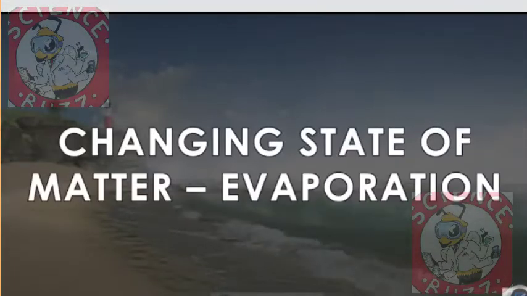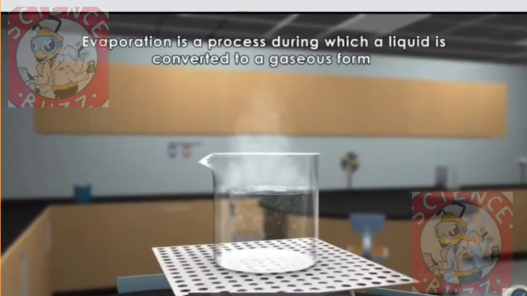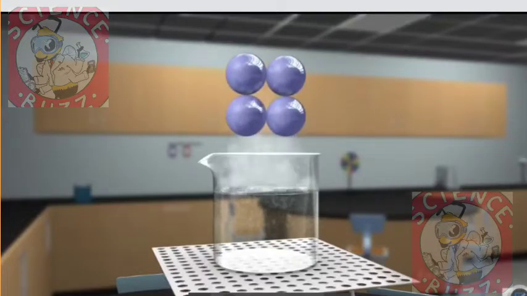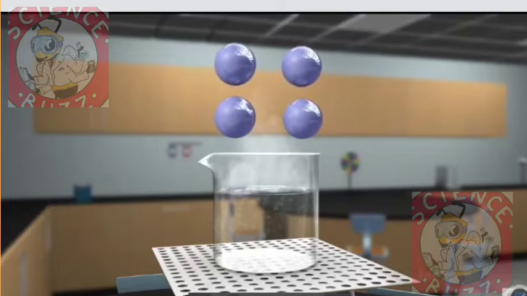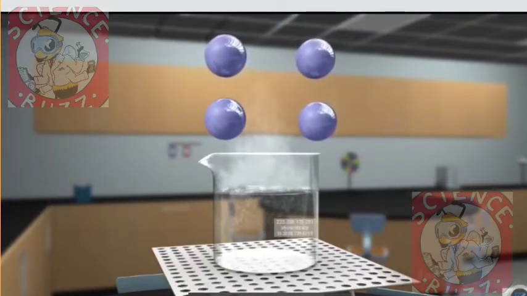Changing state of matter, evaporation. Evaporation is a process during which a liquid is converted to a gaseous form. All matter is composed of much smaller particles, but the arrangement of these particles will vary quite a bit depending on the state of that matter. To better understand that idea, let's use water as an example.